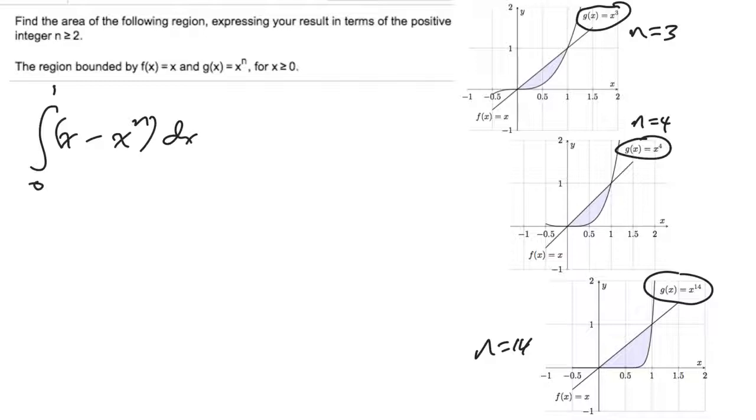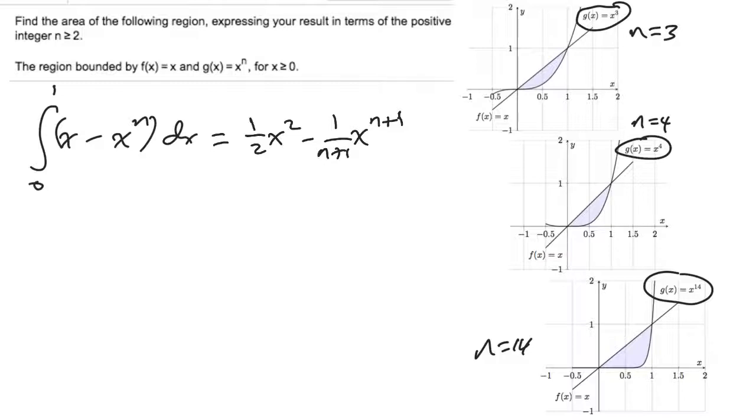So in the first problem here, we would have x minus x cubed. And for this one, we would have x minus x to the 4th and x minus x to the 14th, and so on. The nice thing about our calculus rules is that we know the rule even if we don't know the power. So the antiderivative of x is just 1/2 x squared. And the antiderivative of x to the n is x to the n plus 1 times 1 over n plus 1. In fact, that's the way we typically learn the rule.